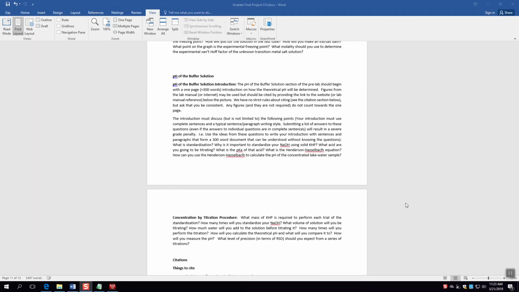So the last section that we're going to talk about is the pH of a buffer solution. This solution doesn't only contain the metal acetate that we've talked about in the previous 3 sections, but it also contains acetic acid. And in order to use the Henderson-Hasselbalch equation to determine the pH, you're going to need to determine the concentration of acetic acid.